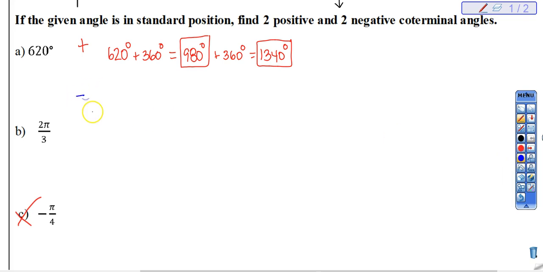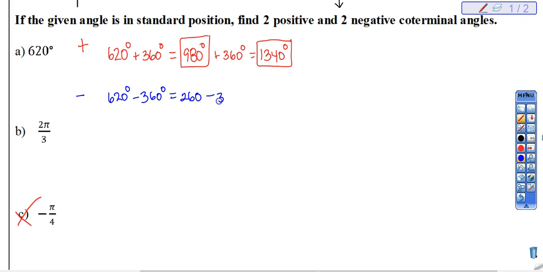Now let's do two negative coterminal angles. So if we start with 620 degrees, what shall we do? Subtract 360. Okay, but wait a second. That's not a negative angle. 620 minus 360, what is that? Do the math. Positive 260 degrees. That's not a negative angle. So we're not at negative yet.